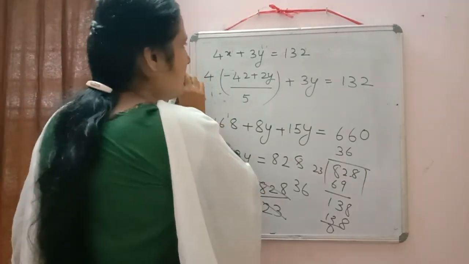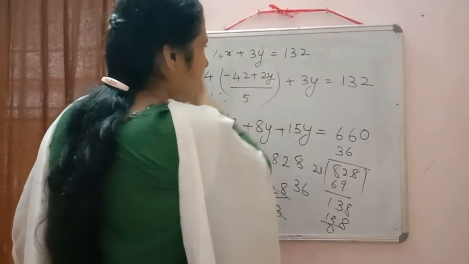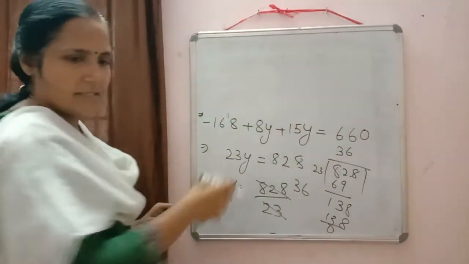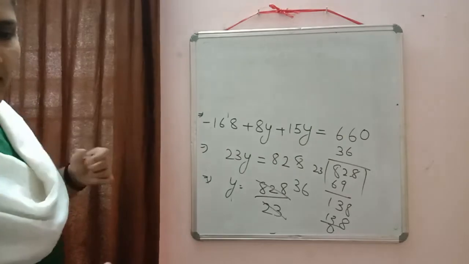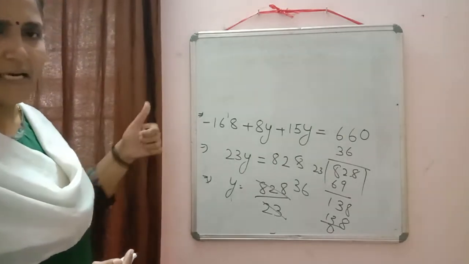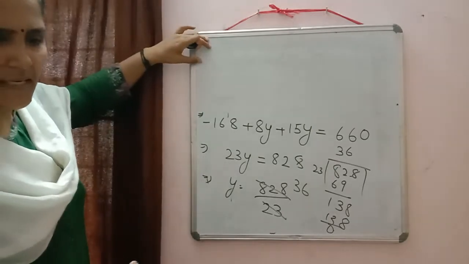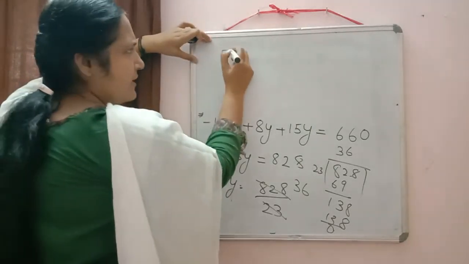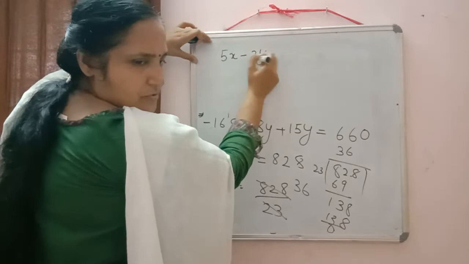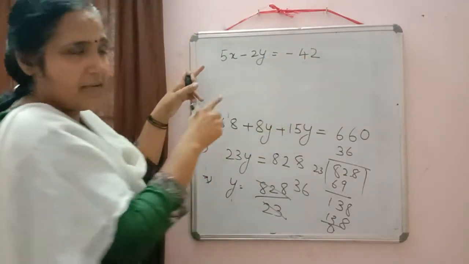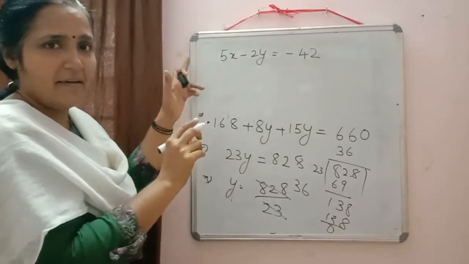Now we will substitute the value of y in any one of the equations. You can substitute in any one of the equations, either equation 1 or 2. I think equation 2 will be easy. That was 5x minus 2y is equal to minus 42. Correct? If any mistake is there, please check it.